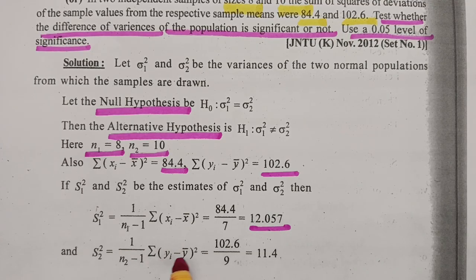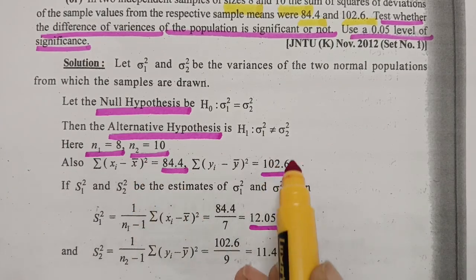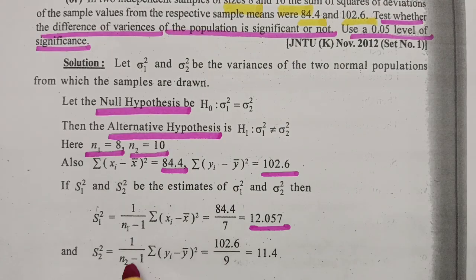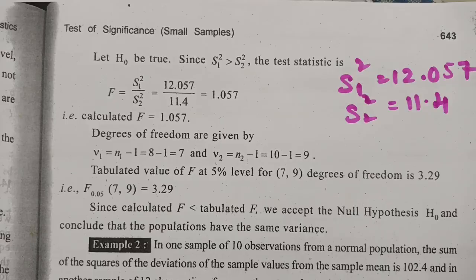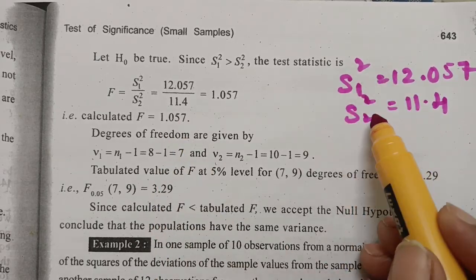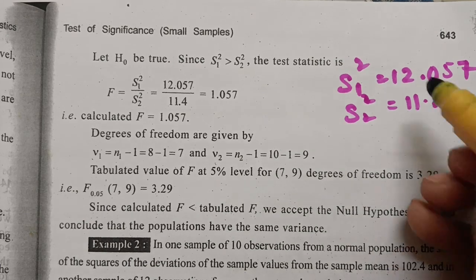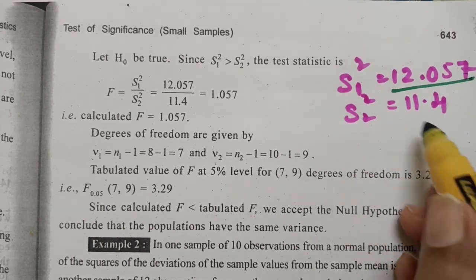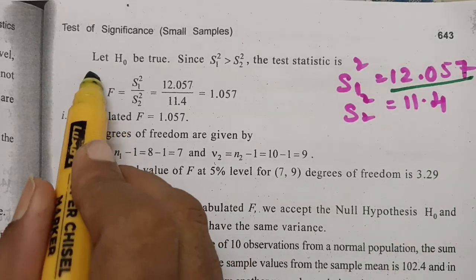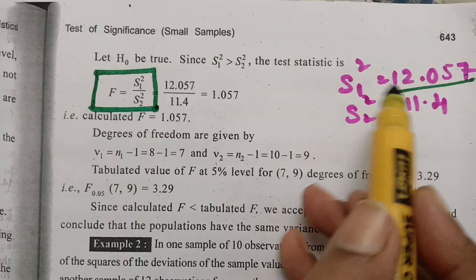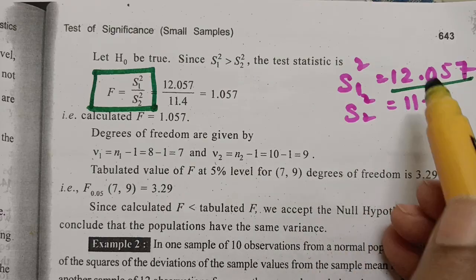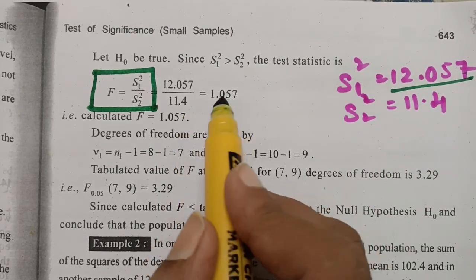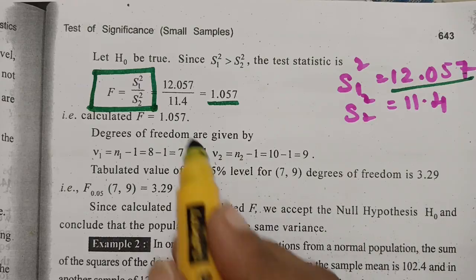s2 square is sigma (yi minus y bar) whole square by n2 minus 1. So the second one is 102.6 divided by n2 minus 1, that is 10 minus 1, 9. The value here is 11.4. See here, among s1 square and s2 square, which one is the greater? s1 square is the greater one, that is 12.057 is greater than 11.4. Therefore, for the test statistic, this is the formula. Whichever is greater, we take in the numerator, and the smaller variance in the denominator. That is 12.057 by 11.4. The value here is 1.057. So this is the calculated value.